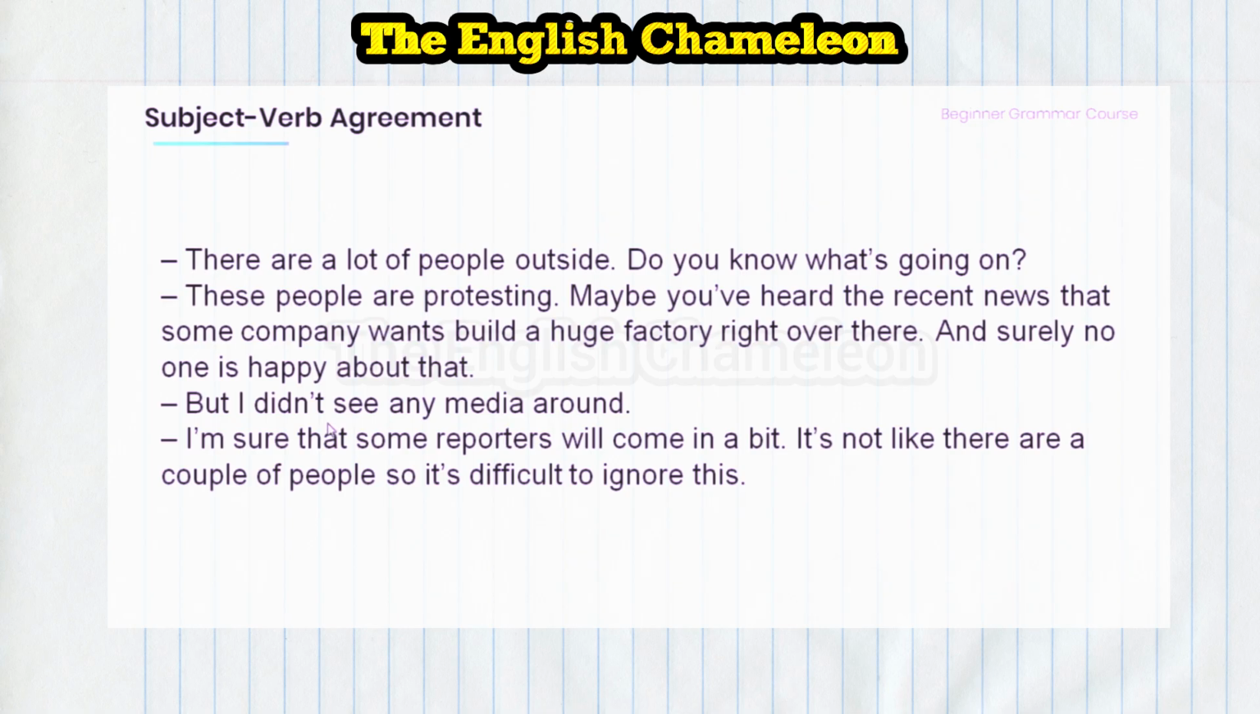There are a lot of people outside. Do you know what's going on? These people are protesting. Maybe you've heard the recent news that some company wants to build a huge factory right over there? And surely no one is happy about that. But I didn't see any media around. I'm sure that some reporters will come in a bit. It's not like there are a couple of people, so it's difficult to ignore this.